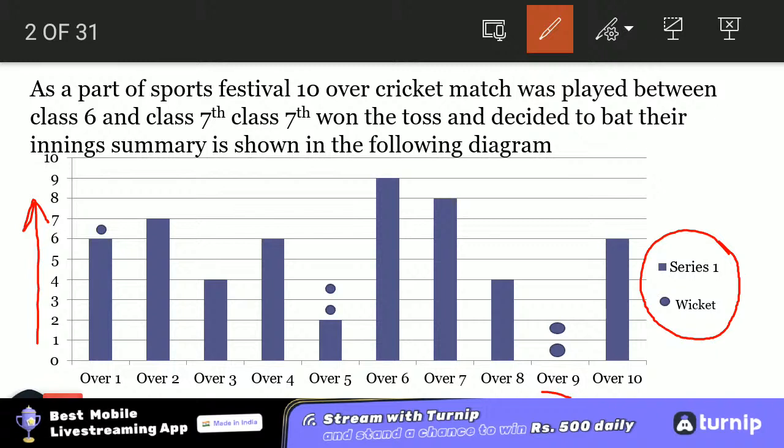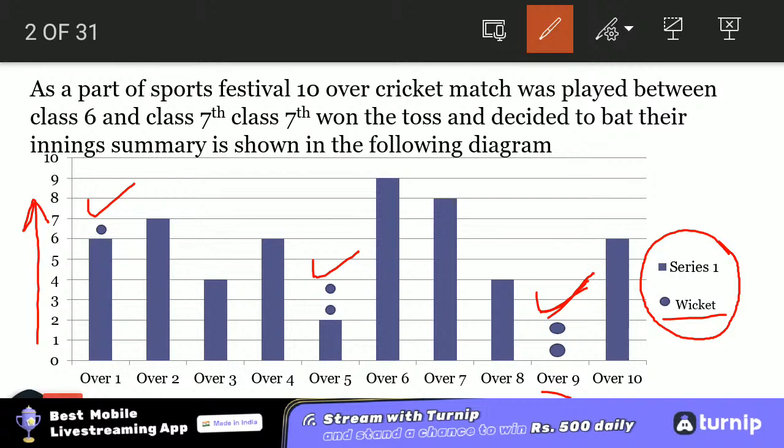You can see it is clearly depicted in this graph that one wicket has been lost in over 1. This circle shows the wicket. So 2 wickets have been lost in over 5 and 2 wickets have been lost in over 9. Now we will be dealing with how many runs were scored.